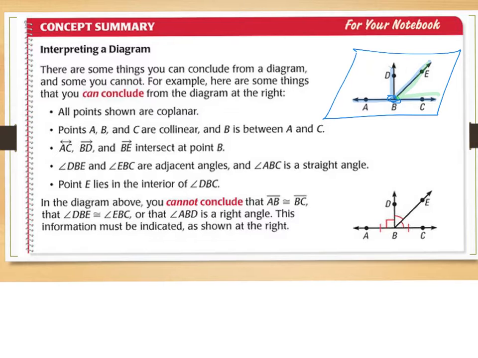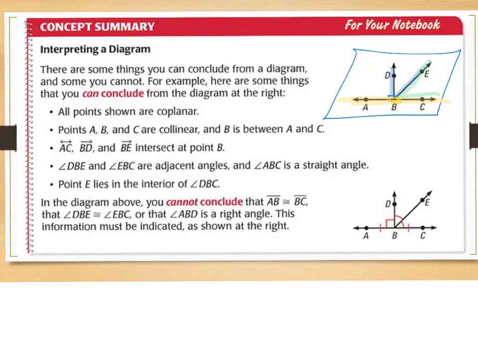Okay, we can also see that angle ABC is a straight angle. That's the only thing we can assume without markings. When we see a straight line, we know it's a straight angle. We can also see that point E lies in the interior of angle DBC.